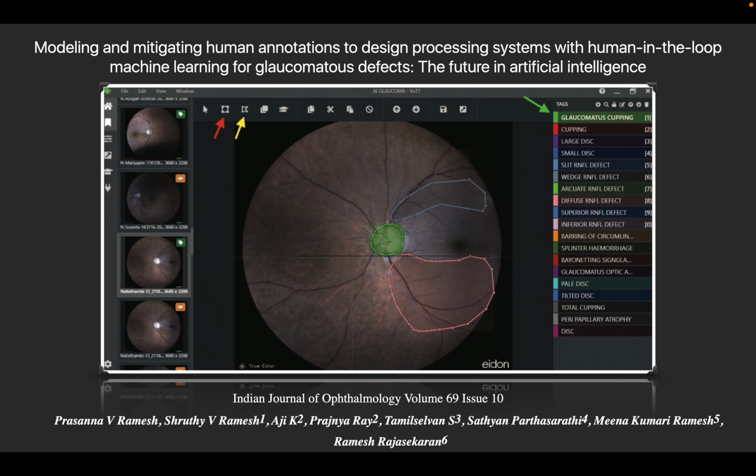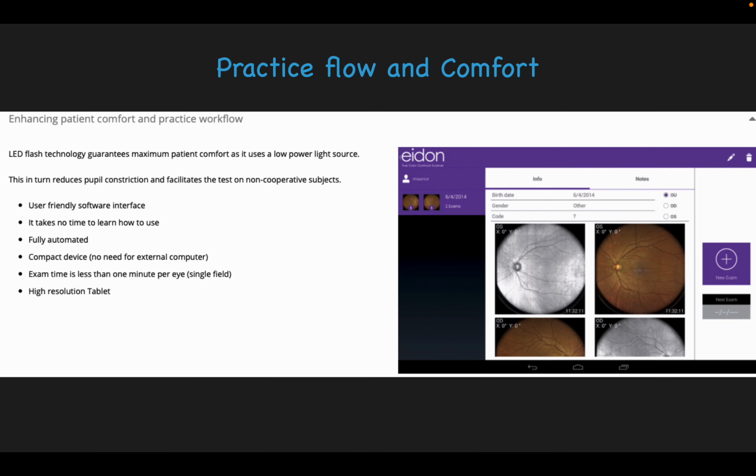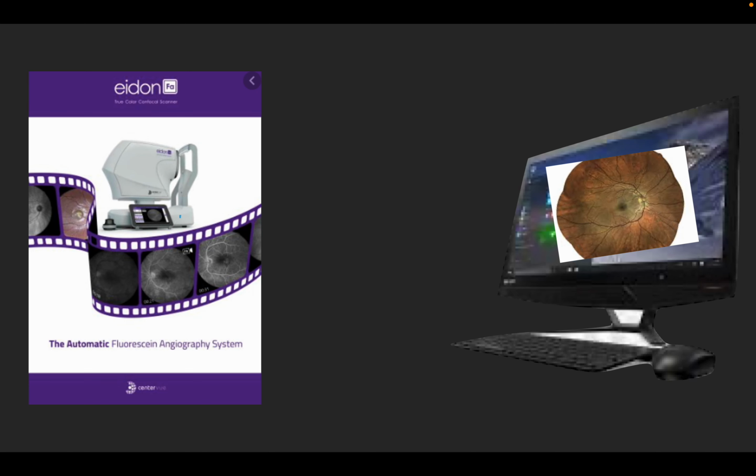This is one of our publications in the Indian Journal of Ophthalmology, where we have shown the usage of fundus photography in artificial intelligence. Practice flow and comfort: by taking the fundus photography and using the LAN connection, one can see the patient's fundus photography on their desktop, which really helps in understanding the glaucoma of the patient.